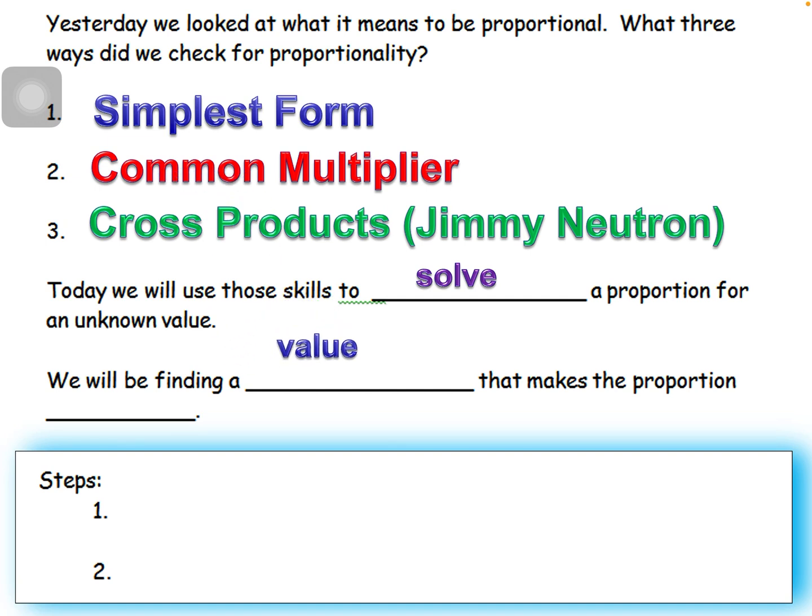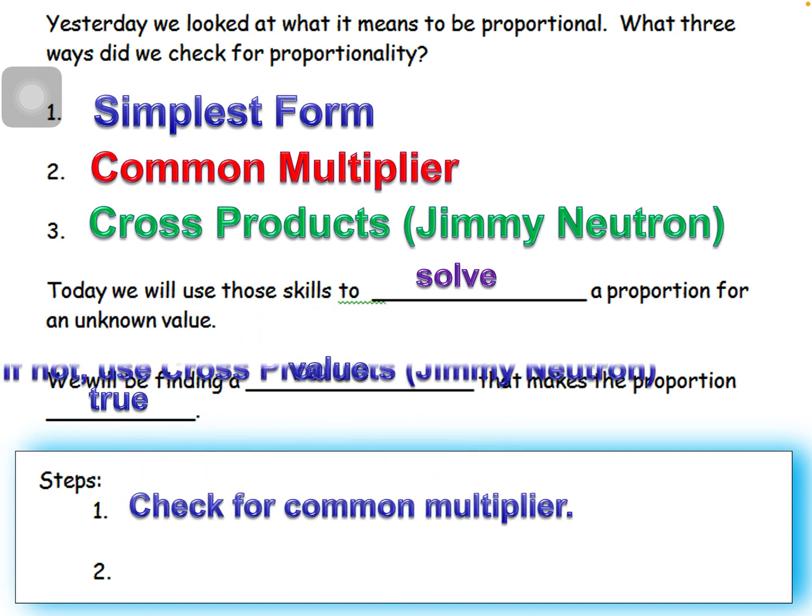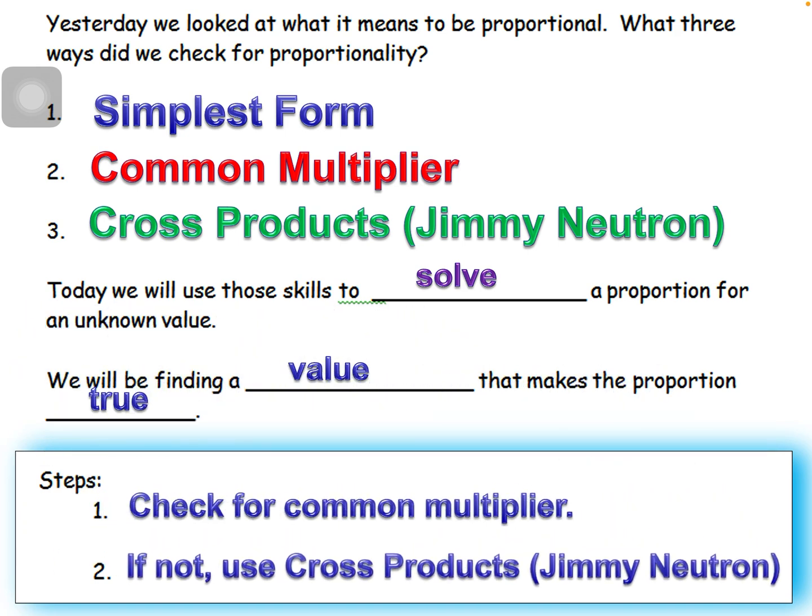We will be finding the value that makes the proportion true. All right, and so our steps are, this is how I always like to do this on each and every one of these. I believe these are not on your notes. This part may not be in your notes.